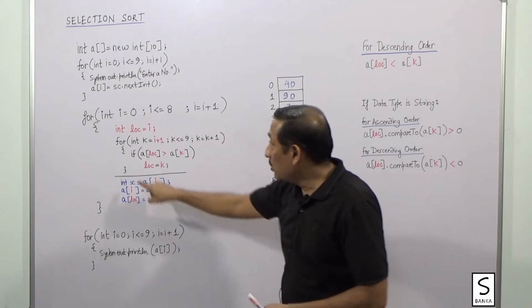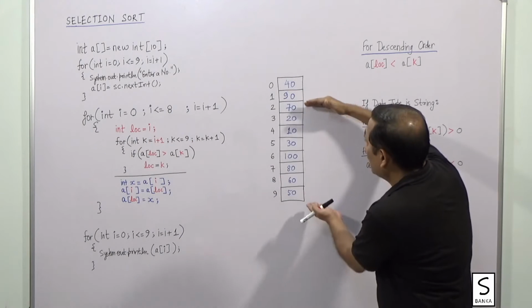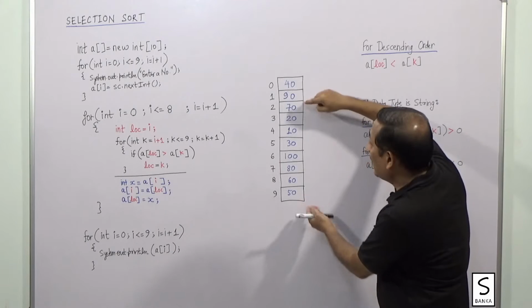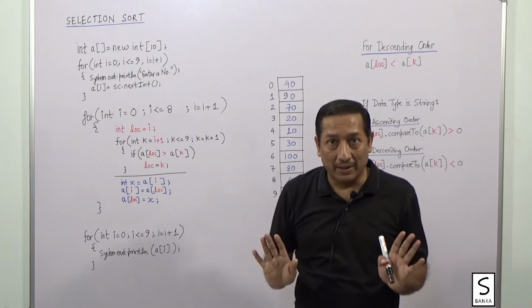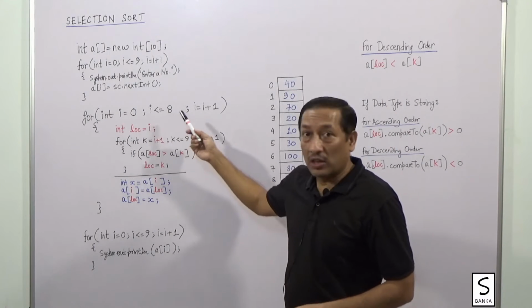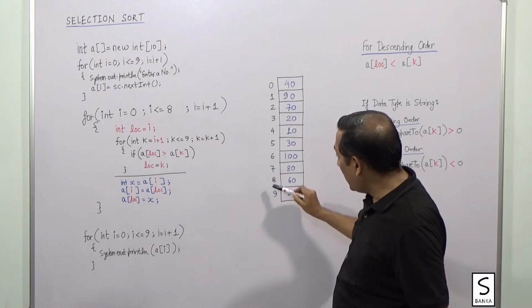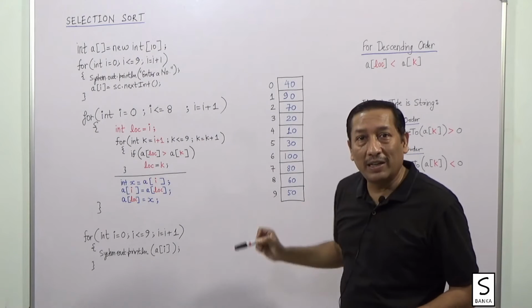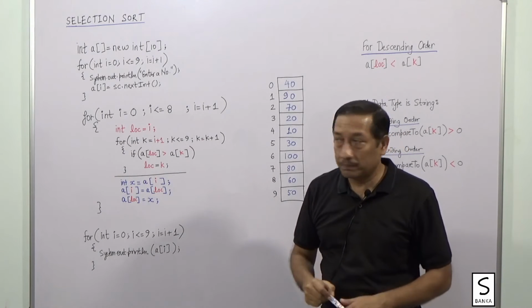In the next round, I will become 2. So I now want from 2 to 9, the smallest data at location 2. That is the basic idea. So I specifies the location, and once 0 to 8 are arranged, 9 will automatically be containing the correct data.